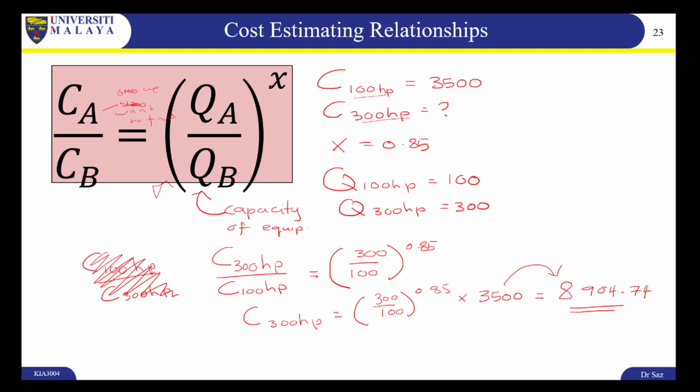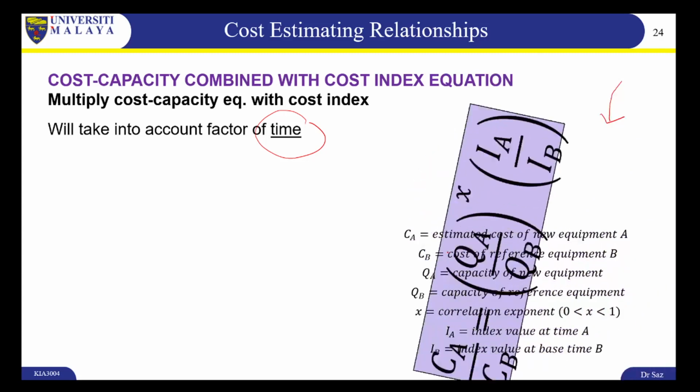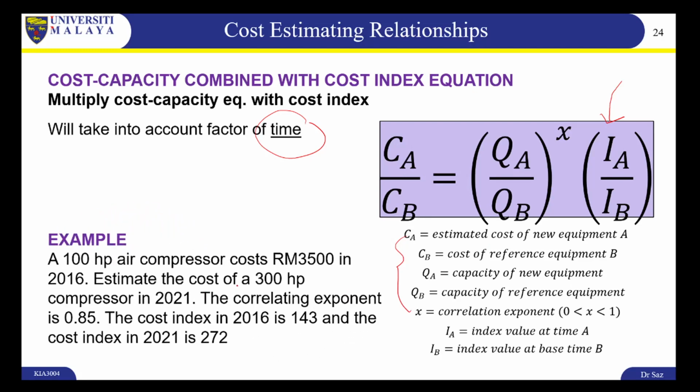So what can we do? Let's attach our cost index to the end here. So we get the cost capacity combined with cost index equation. So we're combining what we've learned in the two previous equations. And this will take into account the factor of time because of this right here. And these are all the variables in this equation.